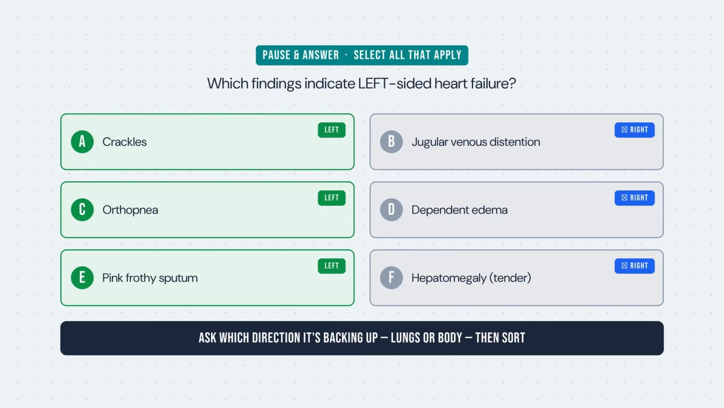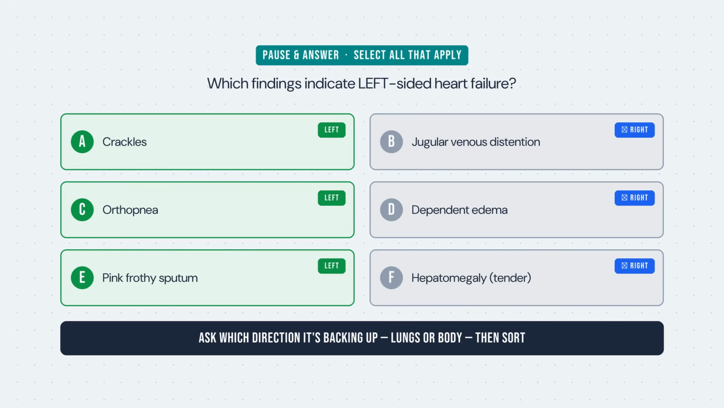Crackles, orthopnea, and pink frothy sputum, all three are fluid in the lungs, so all three are left-sided. Jugular venous distension, dependent edema, and an enlarged liver are systemic congestion, which is the right side. And here is the reasoning shortcut for any question like this. Before you even look at the options, ask yourself which direction the blood is backing up, lungs or body.